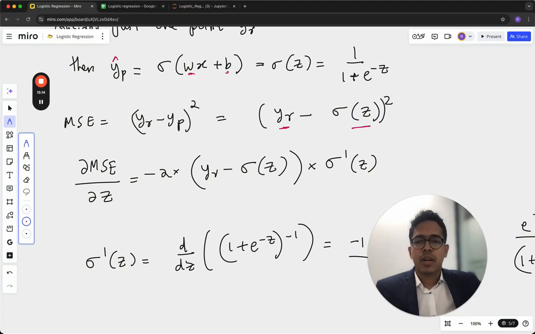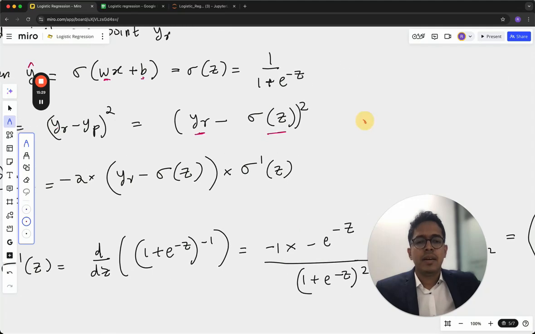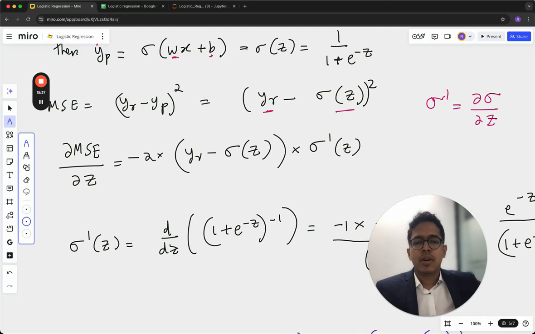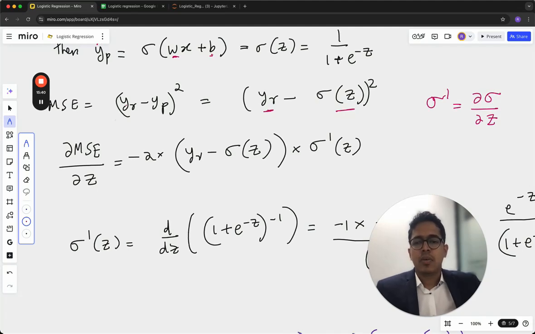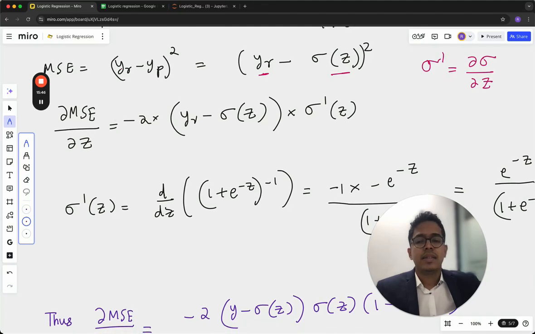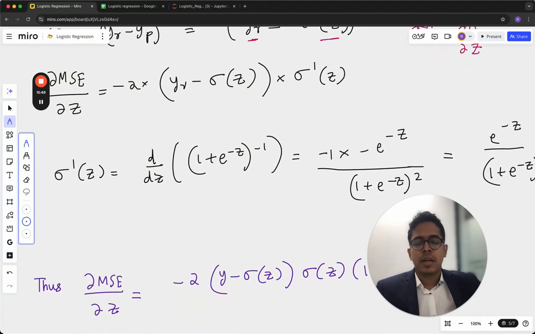And this is easy to do because dou by dou Z of this is 2 times (Y real minus sigma) times minus 1 multiplied by dou sigma by dou Z. So sigma prime equals dou sigma by dou Z. This minus sign is coming because here you have Y real minus sigma. Now, what is sigma prime? Since sigma only depends on Z, you can write this as d by dz of 1 by 1 plus e raised to minus z, which you can also write as (1 plus e raised to minus z) raised to minus 1.